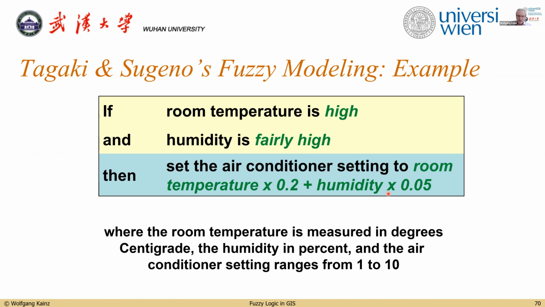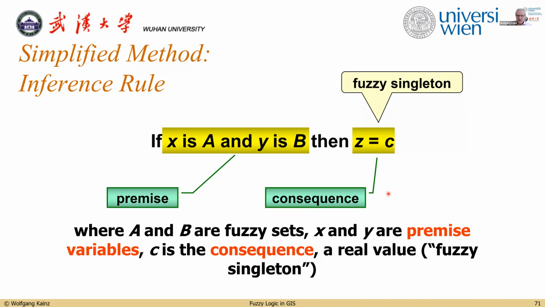And the third one, the simplified method, and you will see here why it's called simplified. Of course, the premise is the same. If x is A and y is B, then z is equal to c. So the conclusion has nothing fuzzy in it anymore. The conclusion is a so-called fuzzy singleton. It is just a value, a real value. So on the conclusion side, we have no fuzzy expressions anymore.